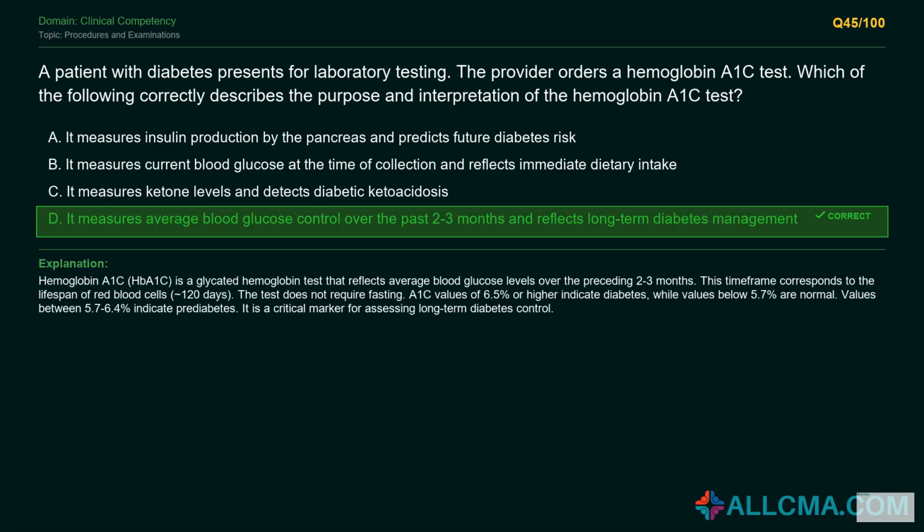The correct answer is D. Hemoglobin A1C, HbA1c, is a glycated hemoglobin test that reflects average blood glucose levels over the preceding 2 to 3 months. This timeframe corresponds to the lifespan of red blood cells, 120 days. The test does not require fasting. A1C values of 6.5% or higher indicate diabetes, while values below 5.7% are normal. Values between 5.7 to 6.4% indicate prediabetes. It is a critical marker for assessing long-term diabetes control.